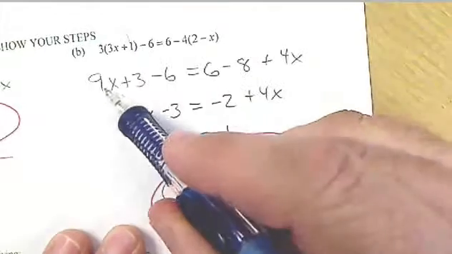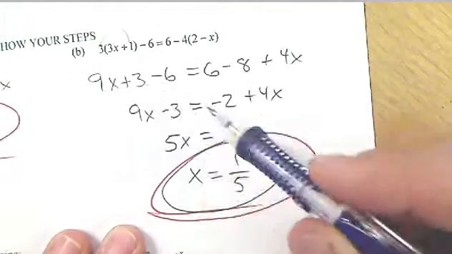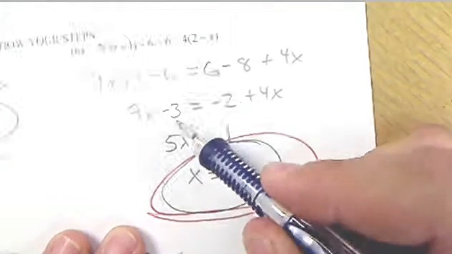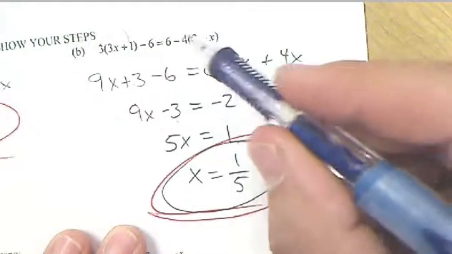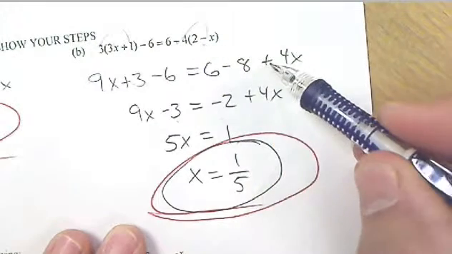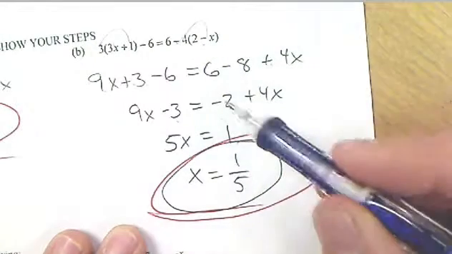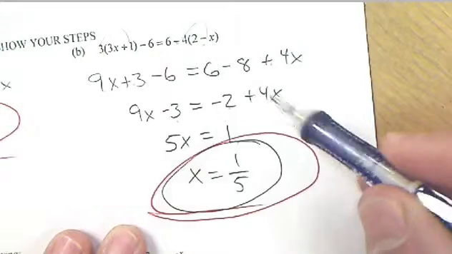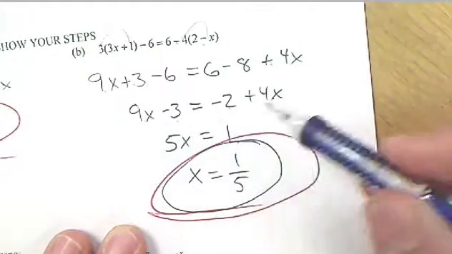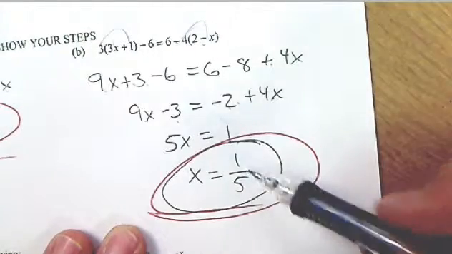Distribute gives me the 9x plus 3. Combine like terms, you get the -3 here. Distribute. Negative times a negative means that's a positive. Combine like terms. Subtract 4x from both sides. Add 3 to both sides. And you get 1/5.